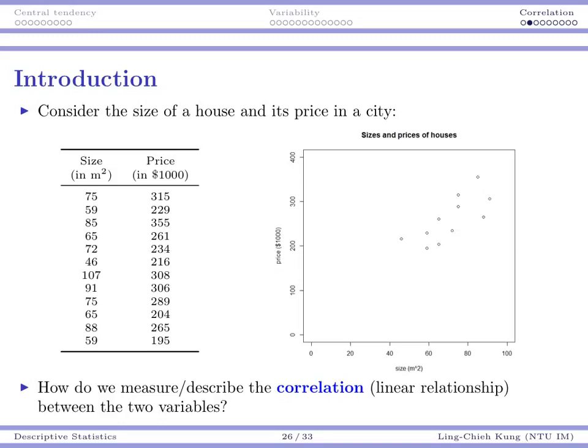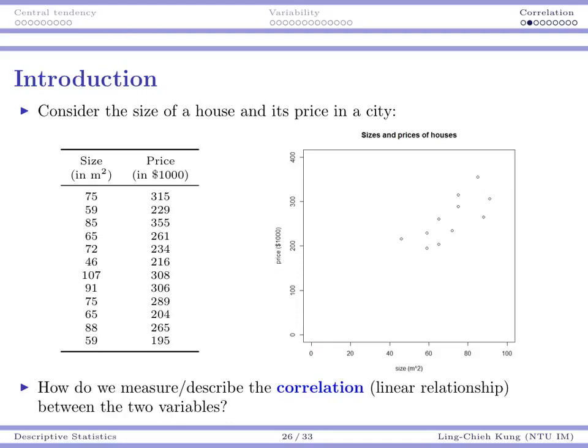For example, here we seem to see a positive correlation. When a house gets larger, we tend to believe that the price will also go up. Of course, no one says this will always be true, but it has that kind of tendency. So graphs are helpful for us to get intuitions, but we also need some numbers that help us to decide the degree of correlation. So we want to measure or describe the correlation between two variables.